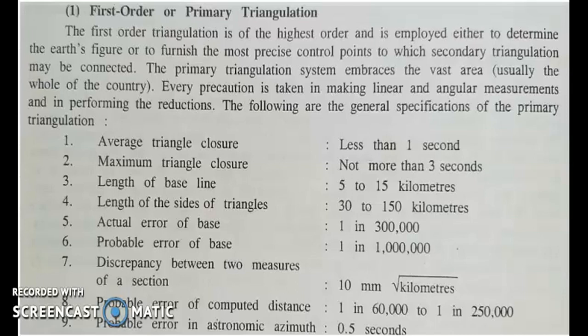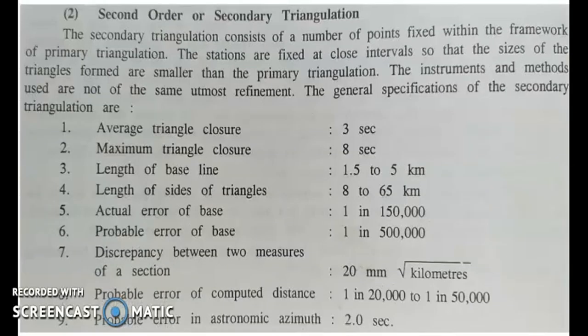In case of secondary order triangulation stations, the most precise ones I told you are primary, and secondary will come after that. So first you establish primary stations and after that you establish the secondary. The secondary stations will have a closure error of around 3 seconds, maximum 8 seconds. In case of primary station, maximum was 3 seconds, right? Then the length of the baseline will be 1.5 to 5 kilometers, whereas earlier it started with 5 kilometers and went up to 15 kilometers. Length of the sides is 18 to 65 kilometers.